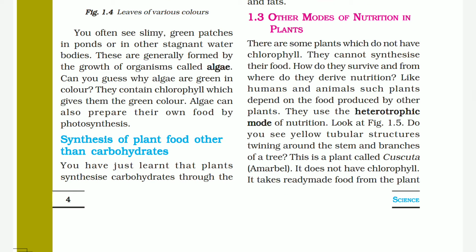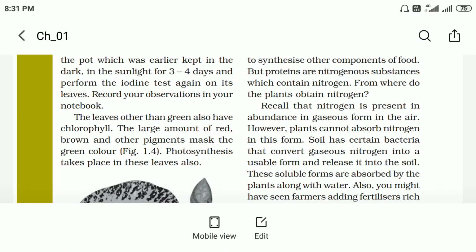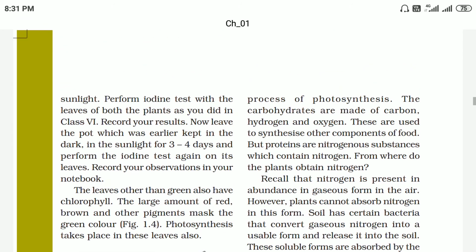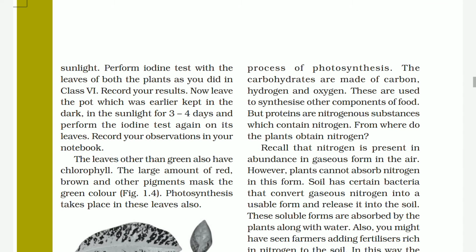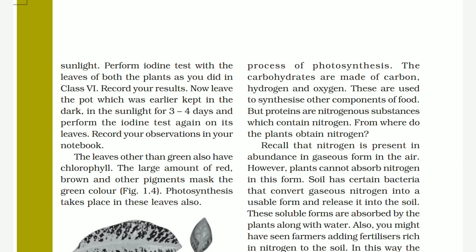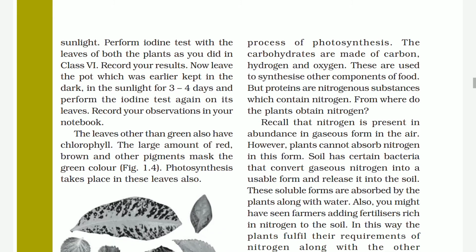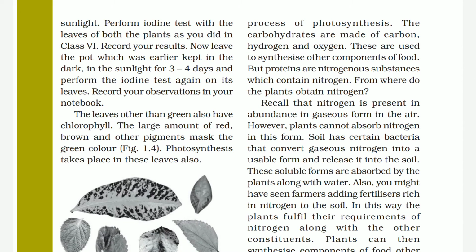Synthesis of plant food other than carbohydrates. You have just learned that plants synthesize carbohydrates through the process of photosynthesis. The carbohydrates are made of carbon, hydrogen and oxygen. They are used to synthesize other components of food, but proteins are nitrogenous substances which contain nitrogen. From where do the plants obtain nitrogen, right?